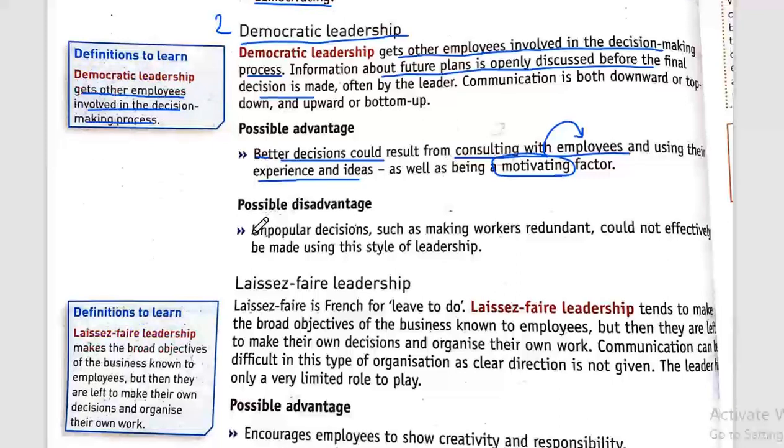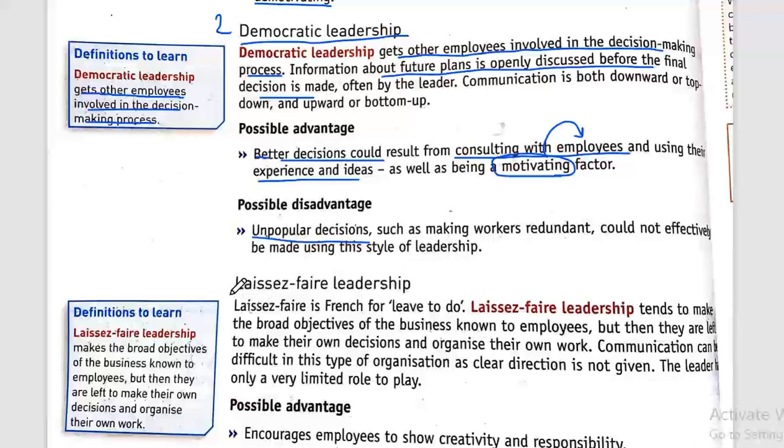The disadvantage: unpopular decisions such as making workers redundant could not effectively be made using this style of leadership. So this leadership is not appropriate for all types of decisions, especially unpopular decisions. Some decisions do not need discussion. They need just one person to make a decision, and that's it.